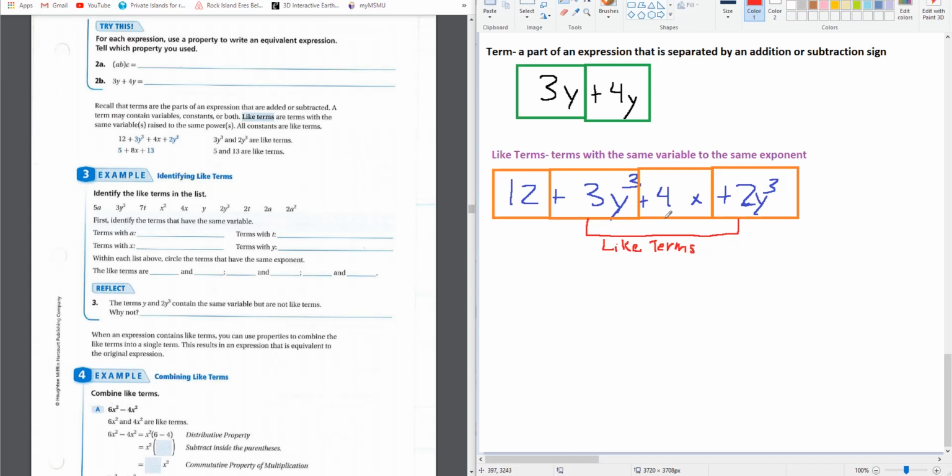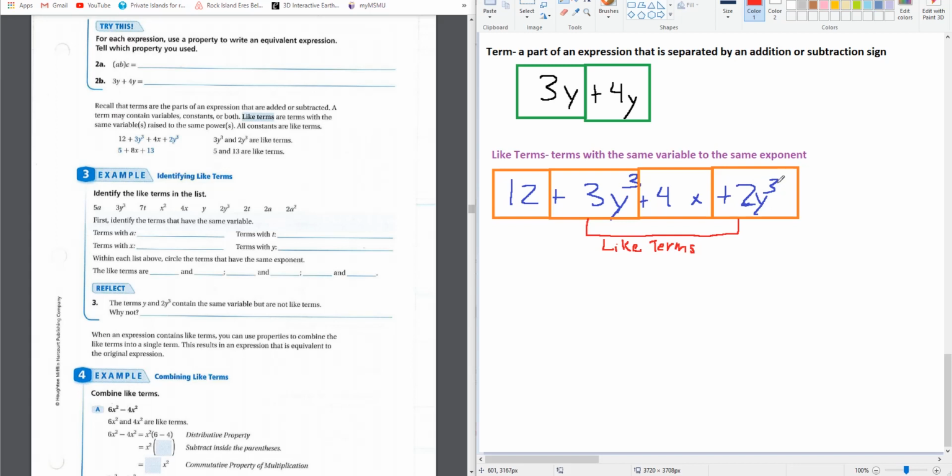Cool. Now, why is this important? You can only add or subtract like terms. If they are not like terms, they cannot be added or subtracted together. So this 12 and this 4x, they can't interact with each other. They can't add. You can't subtract. However, this 3y to the power of 3 and this 2y to the power of 3 can be combined.